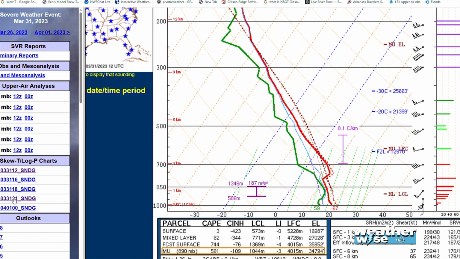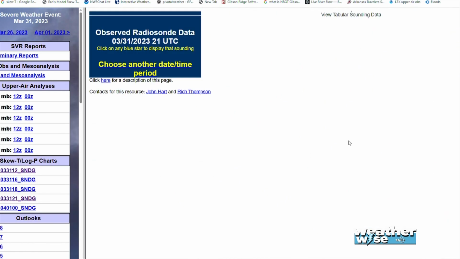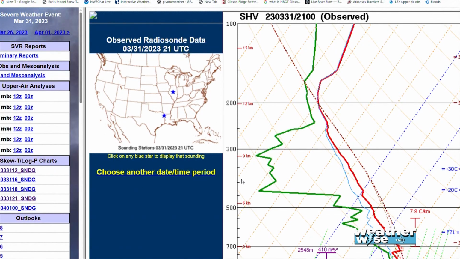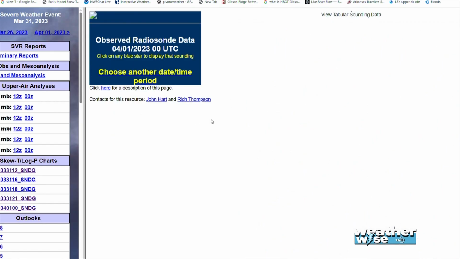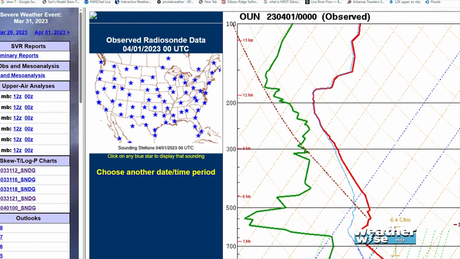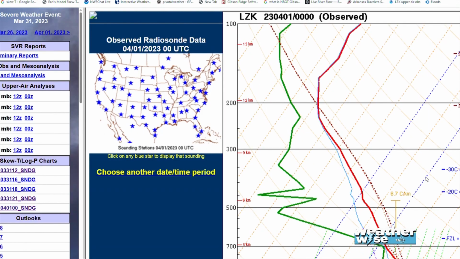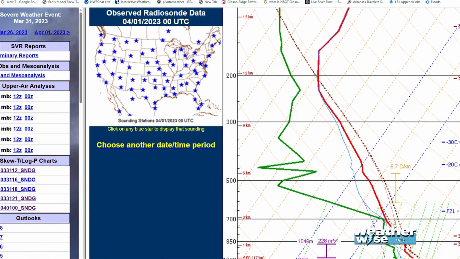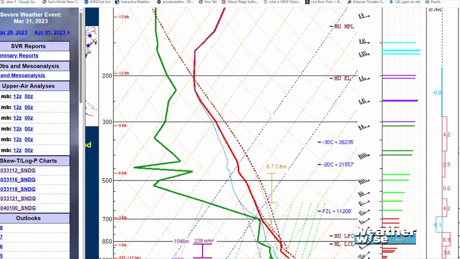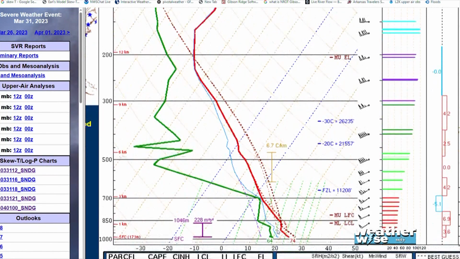So let's go look at that again at 21Z. If this is going to work for me. Okay, so this is 21Z. Let's go 0Z because I don't think that's Shreveport. So this is 0Z. And here we go. Look what's been going on here.